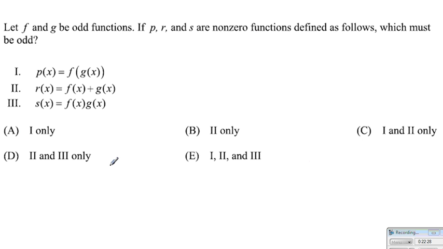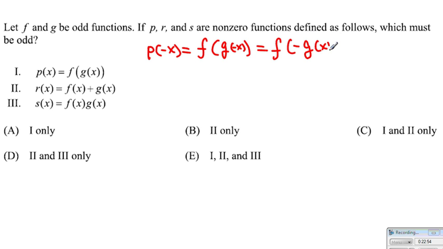All right, number 19. f and g are both odd functions. Then what's going to be happening? Here we have p of x. Then what we have to do is plug in p of negative x and see what happens. There will be f of g of negative x. But since g is an odd function, that's equal to f of negative g of x. Since f is also odd, that will be equal to negative f of g of x. So when you plug in negative x, you get the negation of the original function.